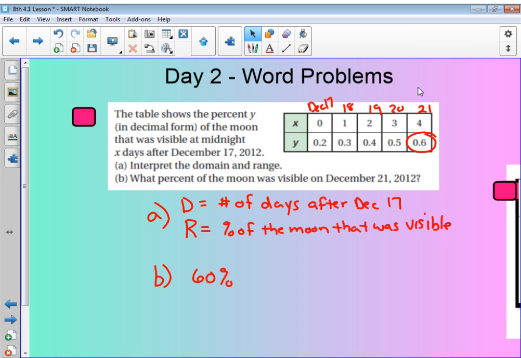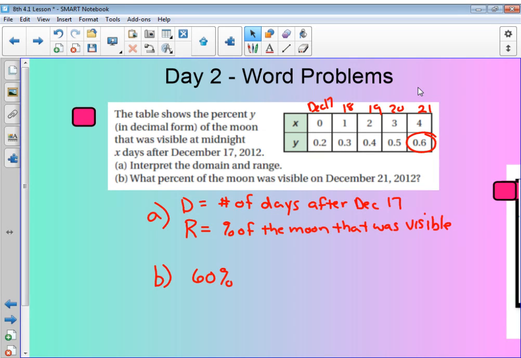Okay, so your domain was representing the number of days after December 17th. Your range was representing the percent of the moon that was visible. And then letter B says what percent of the moon was visible on December 21st. So I extended out my calendar and noticed it was 0.6, which is the same as 60%.